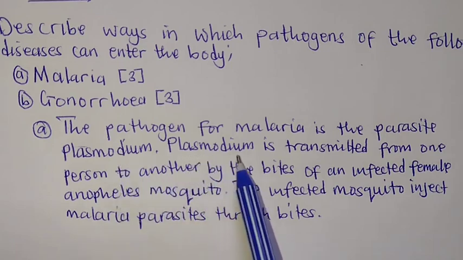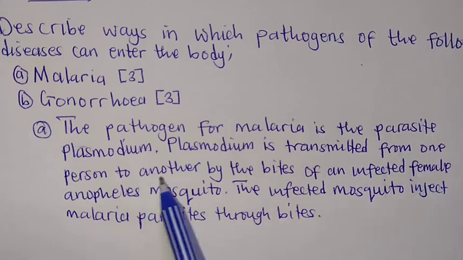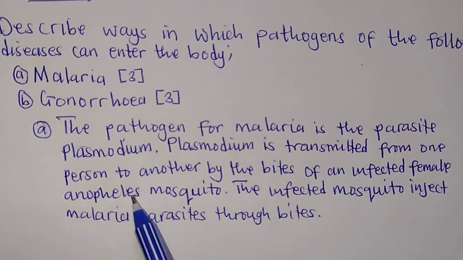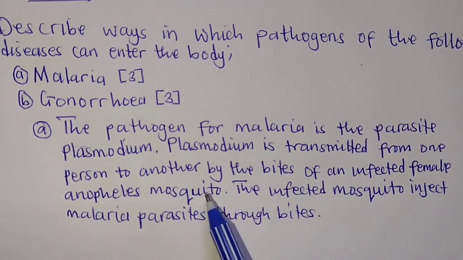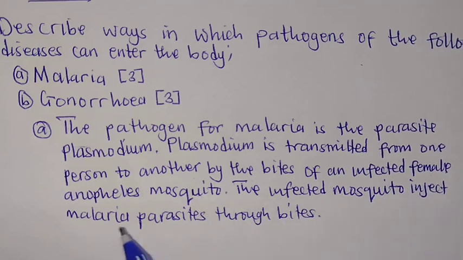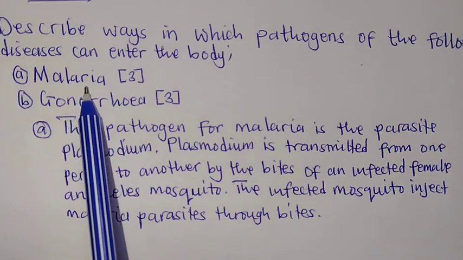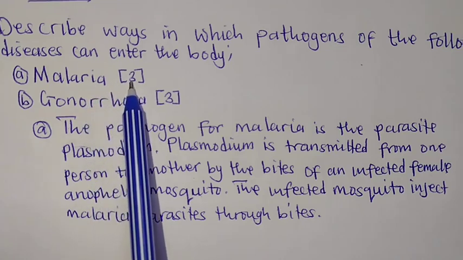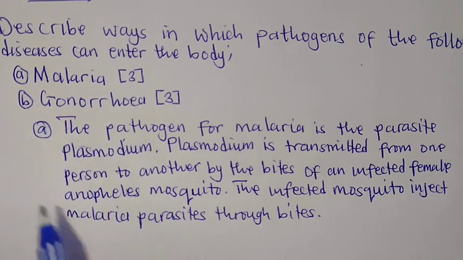So now Plasmodium is transmitted from one person to another person by the bites of an infected female Anopheles mosquito. Okay, so this now infected Anopheles mosquito is the one that is going to inject the malaria parasites through the what? The bites. That is how this pathogen will be able to enter the body of an organism. So we have explained for malaria how the pathogens are able to enter the body, and you got the 3 marks. Okay, now let us explain on gonorrhea.